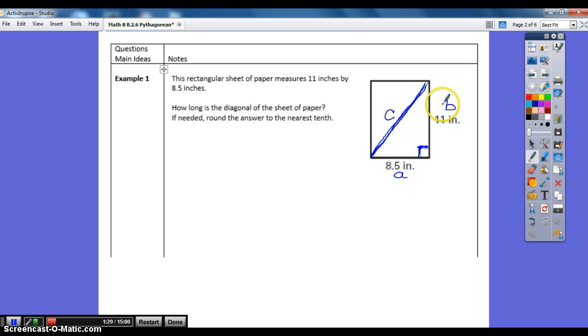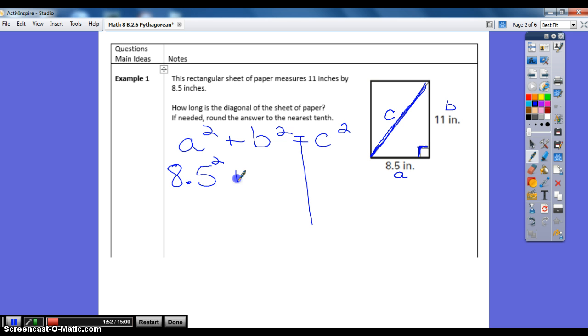These two, A and B, are our legs. Now that we have it labeled, this will help you so you don't get them wrong. You know what to put in for each letter. A squared plus B squared equals C squared. What's my A? 8.5. So we have 8.5 squared plus, what's my B? 11 squared equals C squared.